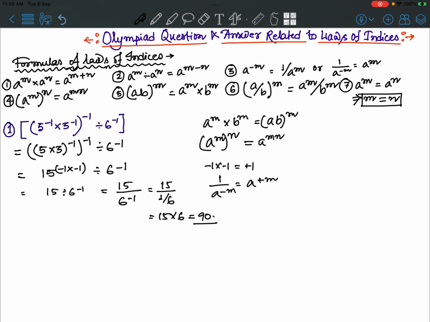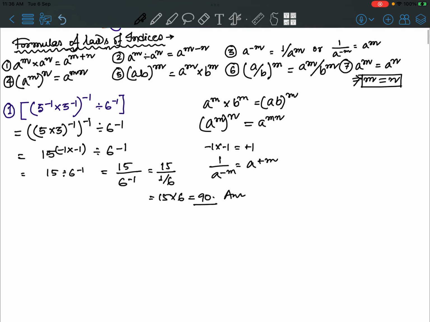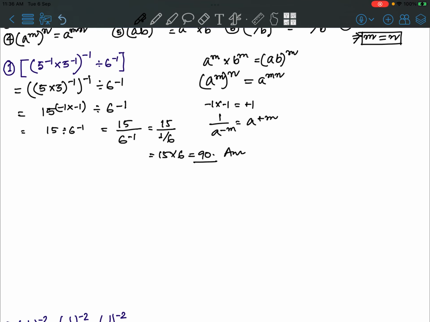There is another way we can solve this problem. What is the other way? The next way I will show you is (5 to the power minus 1 into 3 to the power minus 1) whole to the power minus 1, divided by 6 to the power minus 1. We can write 5 to the power minus 1 by applying this formula: a to the power minus m equals 1 by a to the power m. This is the same way we handle reciprocals.